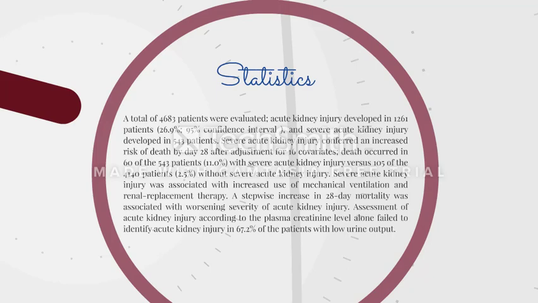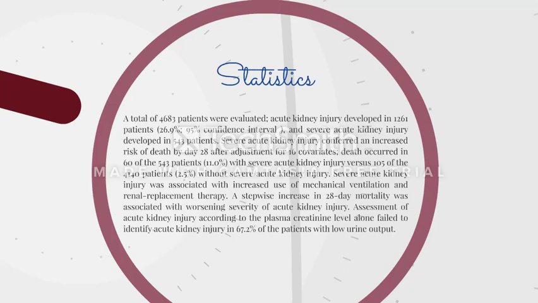Death occurred in 60 of the 543 patients with severe acute kidney injury versus 105 of the 4,140 patients without severe acute kidney injury. Severe acute kidney injury was associated with increased mechanical ventilation and renal replacement therapy.